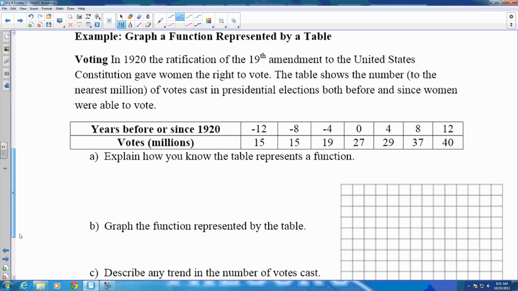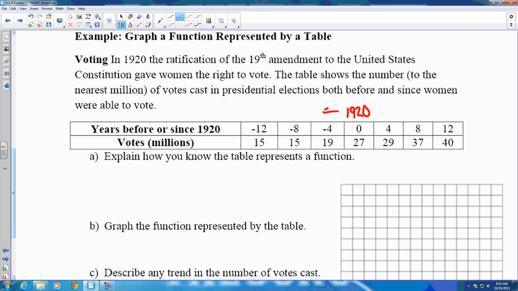All right, last one here. In 1920, the ratification of the 19th Amendment of the U.S. Constitution gave women the right to vote. The table shows the number to the nearest million of votes cast in the presidential elections before and since women were able to vote. So that's telling us that 1920 was year 0.